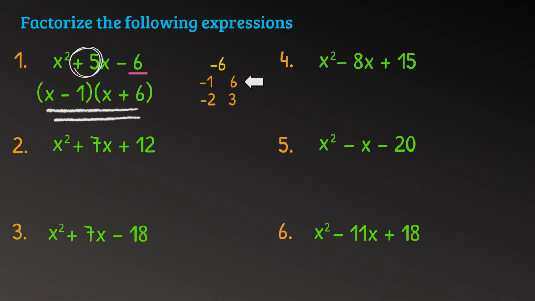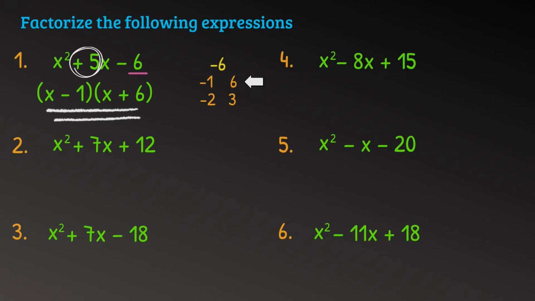I'm not going to multiply out all the brackets like I did in the previous video, but if you want to verify your answer, then just multiply out the brackets that you have. For instance, here it's x minus 1 times x plus 6, and you should end up with the same expression that you started with. Here it is x squared plus 5x minus 6. So you may want to do that on your own.